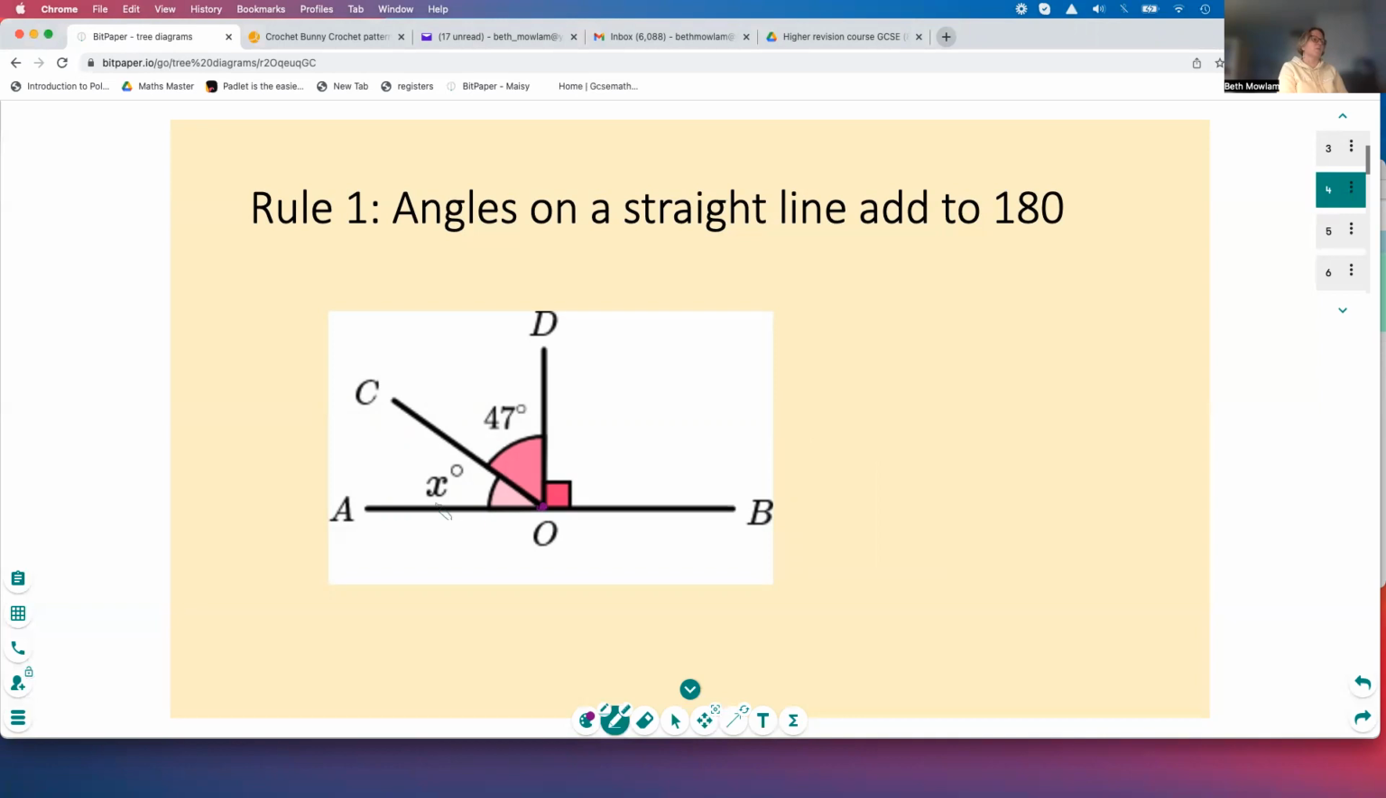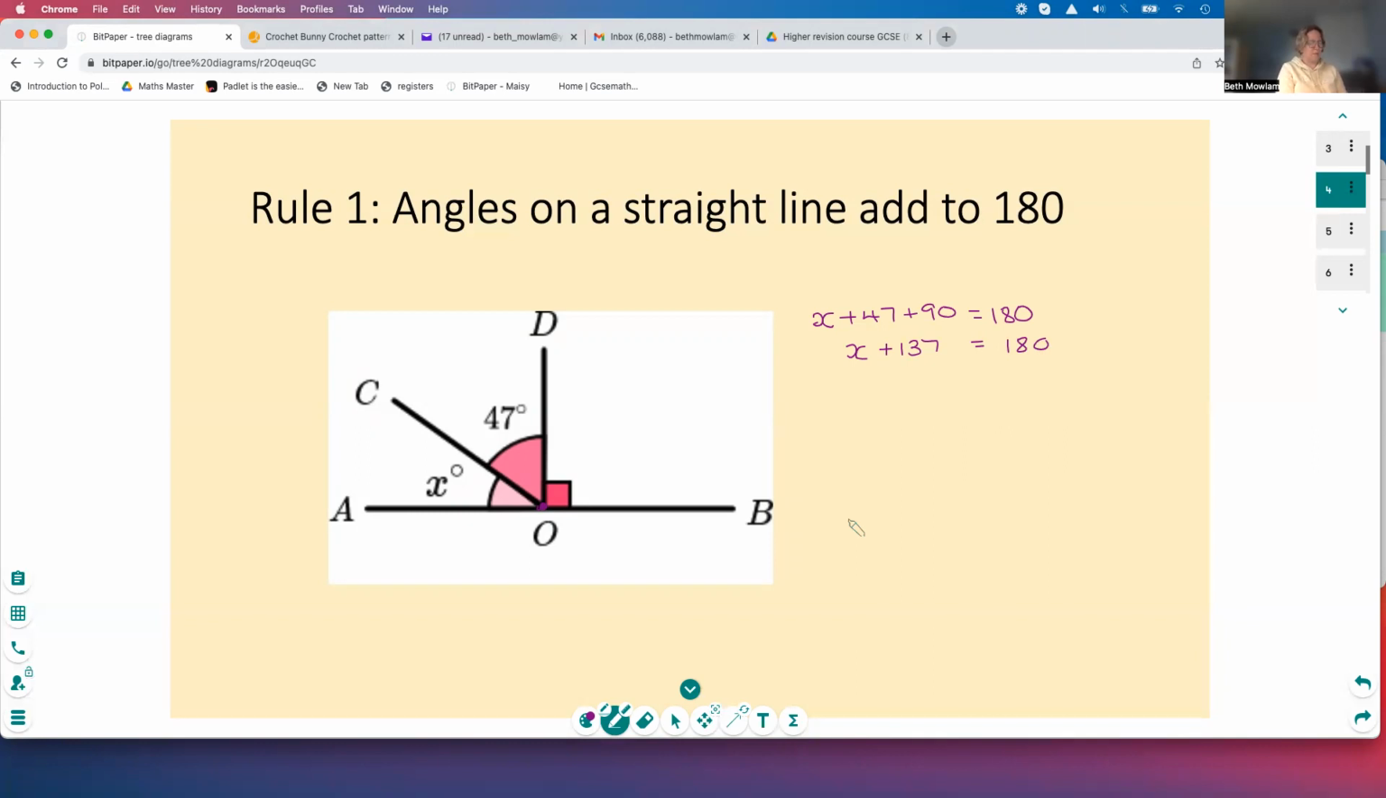So if we know what some of them are and we want to find a missing angle, what we know is that x, add 47, add 90, because this is obviously a right angle, equals 180 degrees. So the first thing I do is add the 47 and the 90, which tells me that x add 137 is equal to 180 degrees. Then do 180 minus 137.